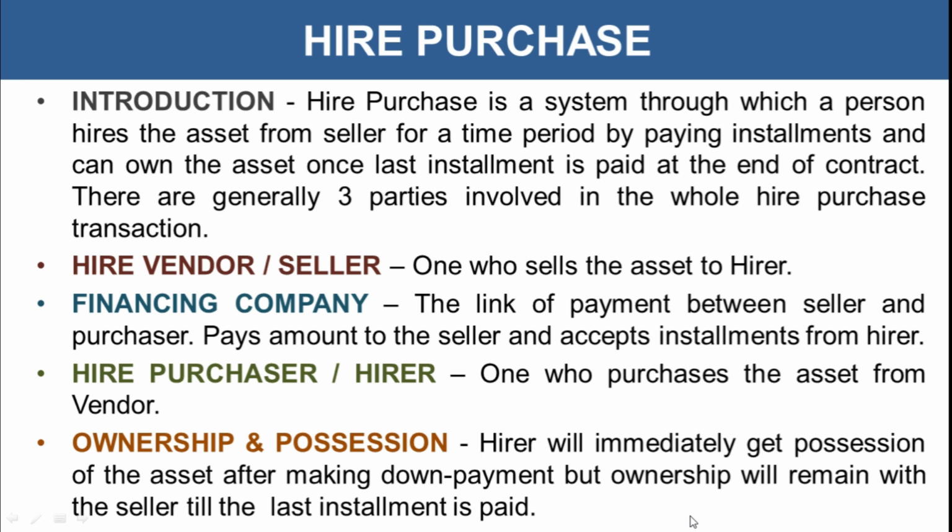You make the down payment and after that your installments start, but until you have paid the last installment and the agreement or the contract is over, only then are you provided with the ownership of that particular good or asset. Till then, the ownership lies with the seller. However, you are provided the possession. Possession means you can use that particular asset, but you are not the owner of that good.